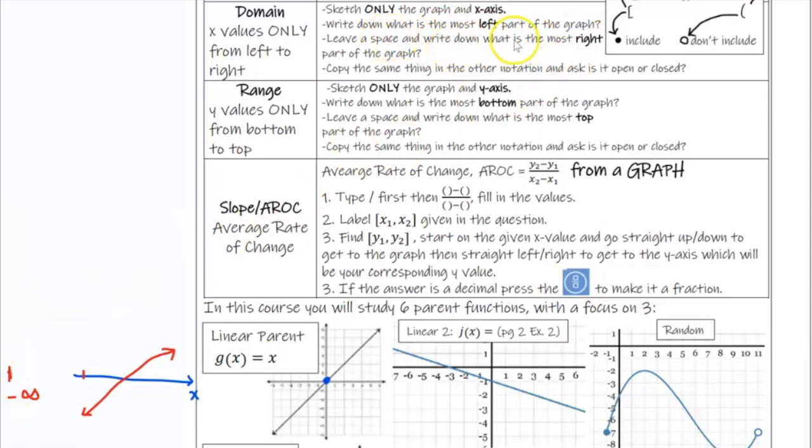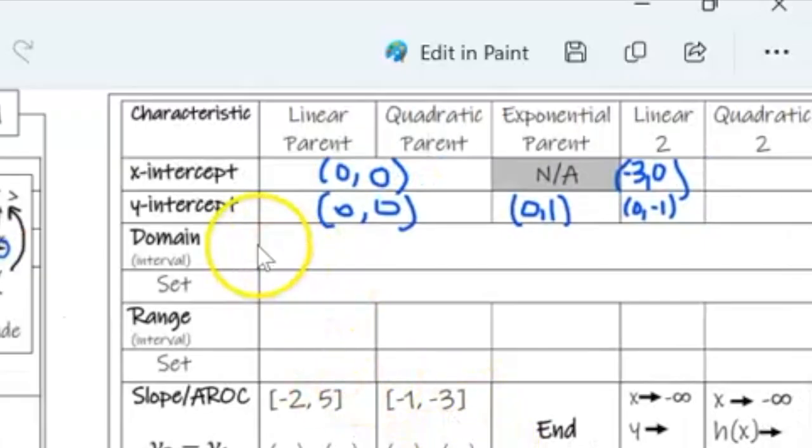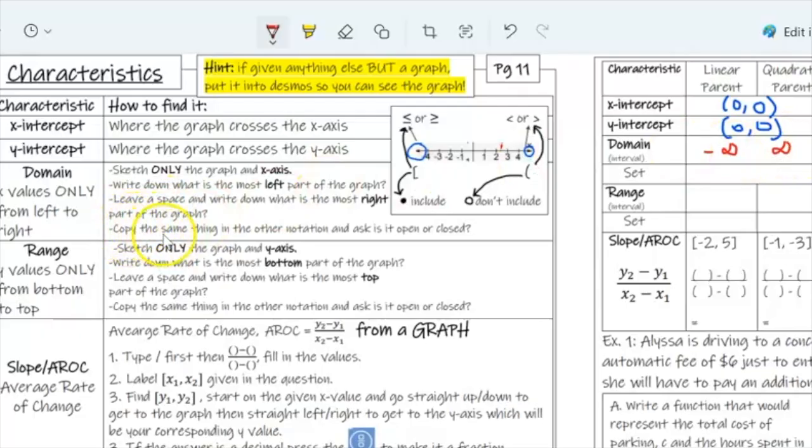All right, leave a space and write down what's the most right part of the graph. And what's the most right part of the graph? You can see that this graph also goes on forever in this way. And therefore, on the x-axis, those numbers are going towards where? Positive infinity. So the most right part of the graph is positive infinity. So I'm going to go right here. I'm on the linear parent. I'm going to write negative infinity, leave a space, and write infinity as instructed. Then it says copy the same thing on the other notation and ask if it's open or closed. Okay, so I'm going to copy the same thing, leaving a space, and ask myself if it's open and closed.